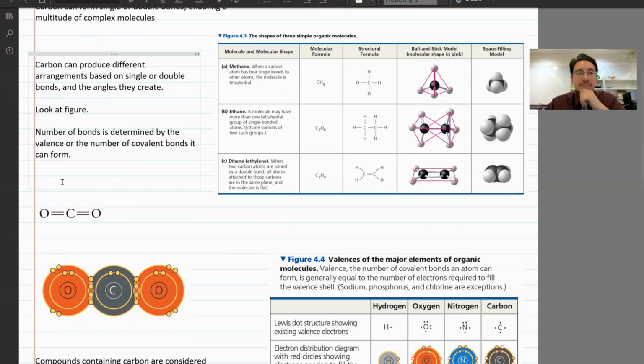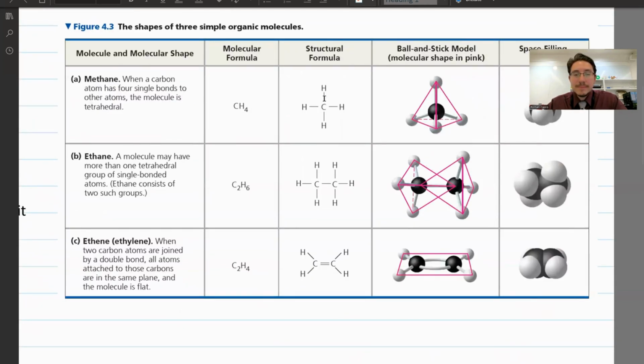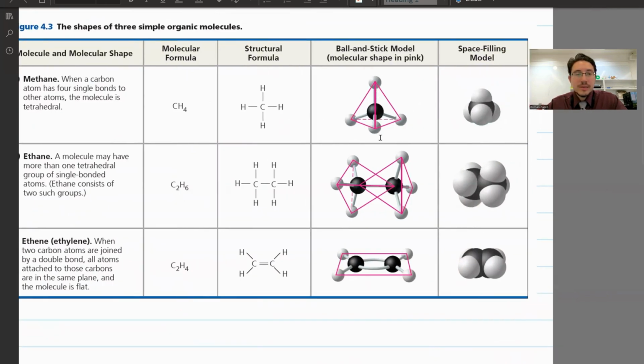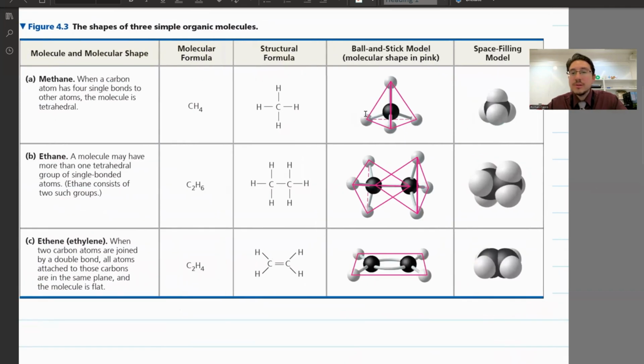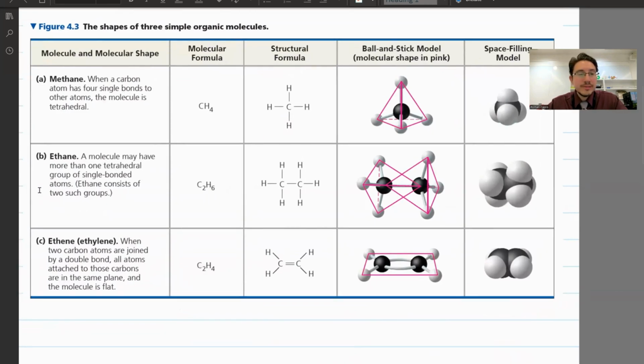Okay. So if you see here, right, this is an example of different carbon or organic molecules. Here you have methane, CH4. Okay. You have this central carbon, I'm going to zoom in here a little bit. You have the central carbon, single bonding. Okay. You have single covalent bonds to four hydrogens, and it creates this very nice tetrahedral shape. Okay. Very nice.